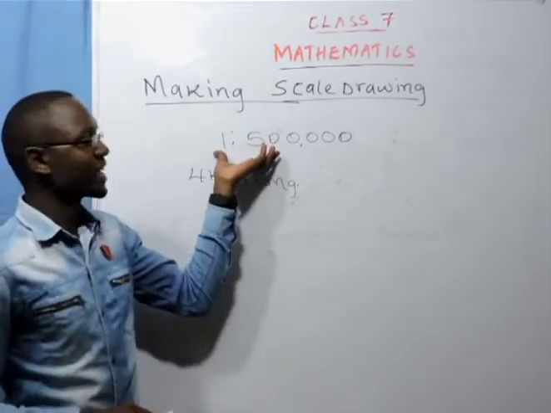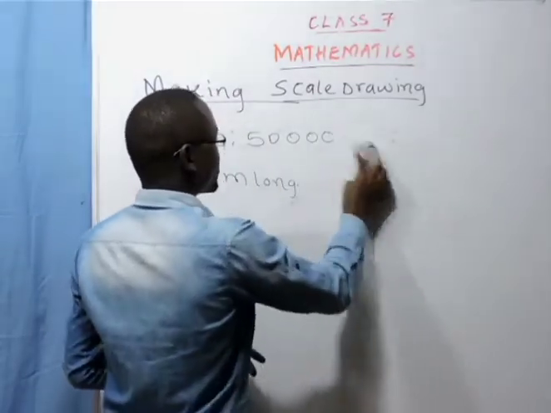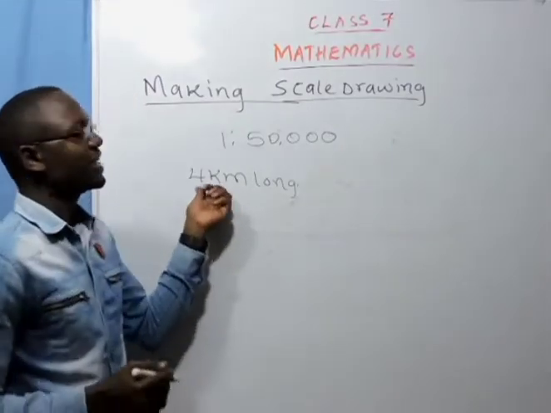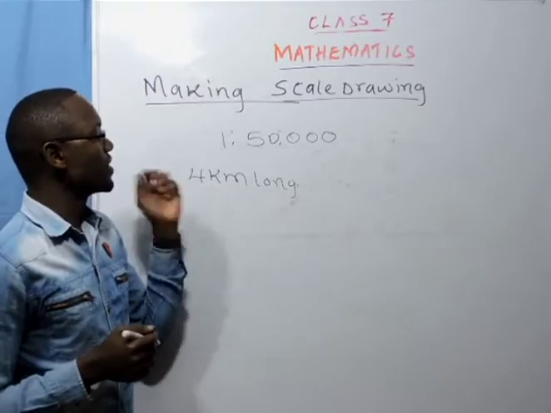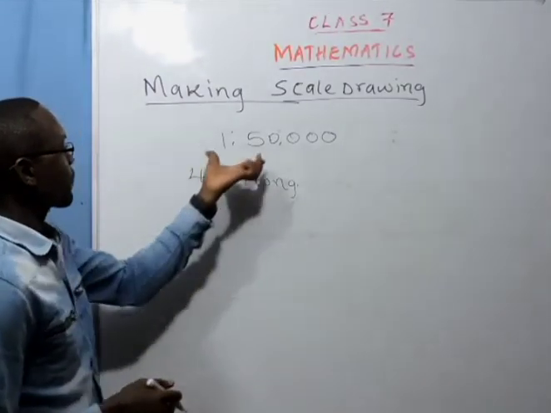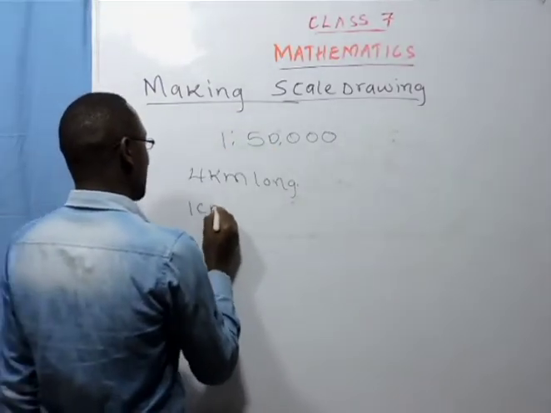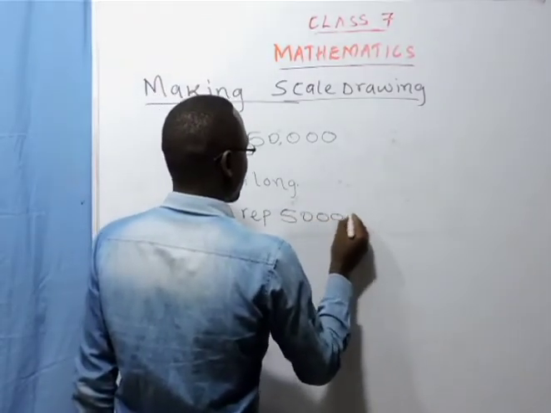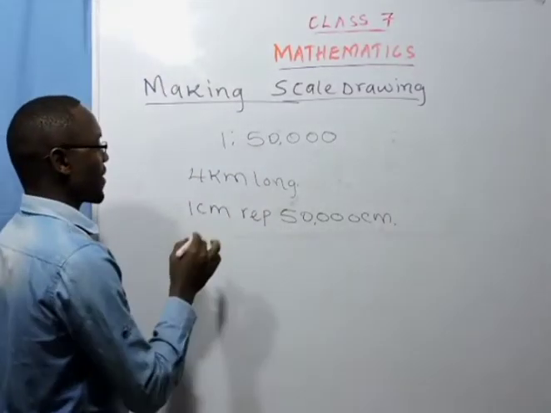A map is drawn to a scale of 1:50,000, and a road is 4 kilometers long. What would be the drawing length of that road on the map? So what are we going to do? Write the scale in statement in linear form. 1 centimeter will represent 50,000 centimeters. We've just inserted centimeters. Convert this one to meters.